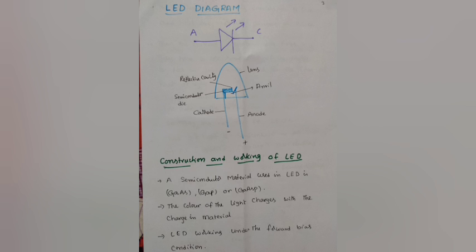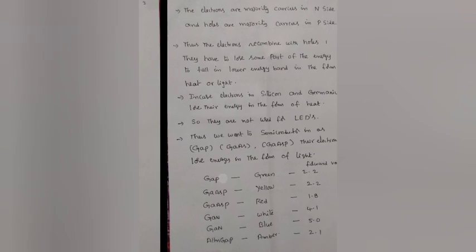Now, construction and working of LED. The semiconducting materials used in LED are gallium arsenide, gallium phosphide, or gallium arsenide phosphide. These are the combinations of materials used to design LEDs. The color of the light changes with the change in the materials, and the LED works under the forward bias condition.